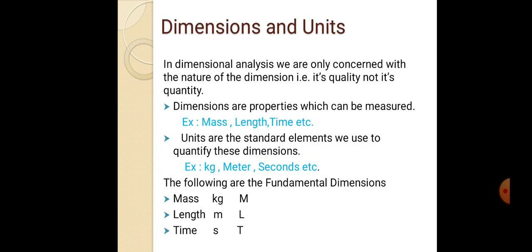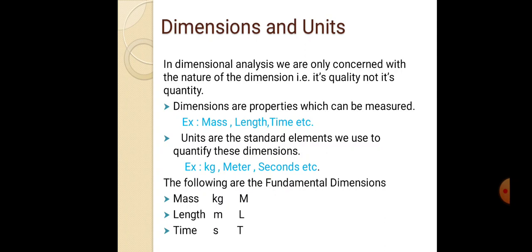To express these dimensions, we require units. So, what are units? Units are the standard elements we use to quantify these dimensions. For example, to quantify mass, we use kilogram. We can also use gram or pound, depending on our system. In the MKS case, to quantify mass we use kilogram. Similarly, to quantify length, we use meter, for time, seconds, etc.